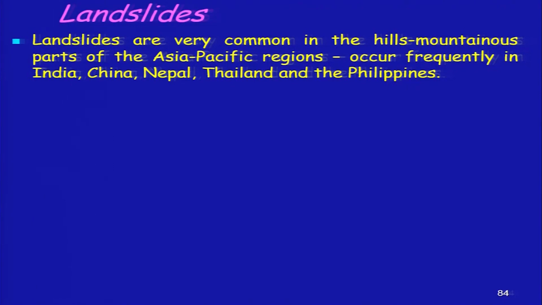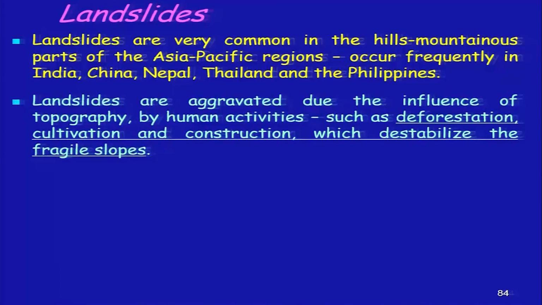Landslides are very common mostly in hilly areas, and we know that hilly tracts will definitely face frequent landslides during the monsoon. In the Asia Pacific region, frequent landslides are experienced mostly in India, China, Nepal, Thailand and the Philippines. These are areas where we have hilly tracts, so we will have more landslides in those areas.